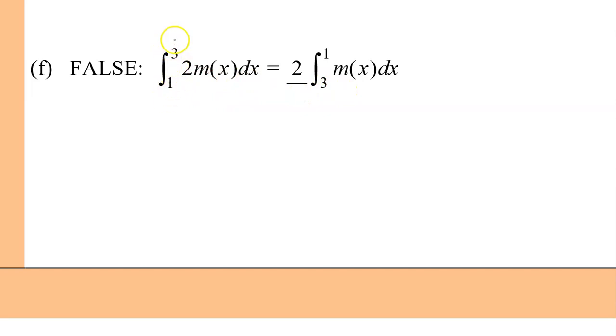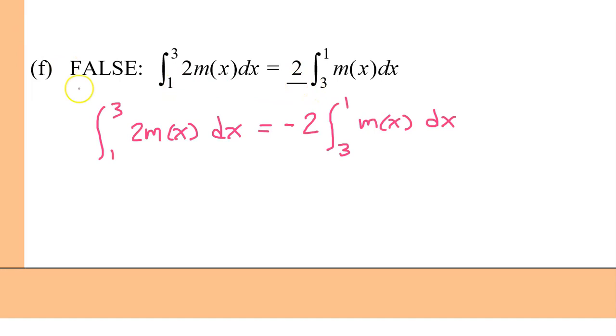They have reversed the order of the limits of integration. So on the left side, we are integrating from 1 to 3, and then on the right side, it becomes 3 to 1. This is okay, but if you reverse the limits of integration, you have to change the signs. So this would be the correct statement with a negative 2 instead of a positive 2.